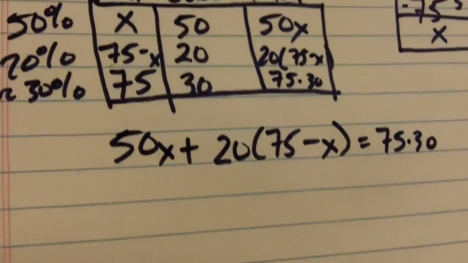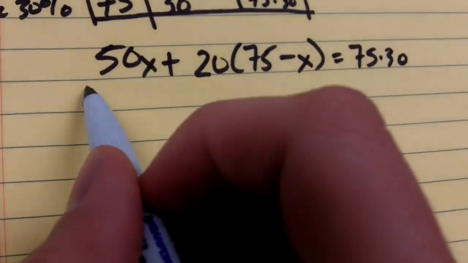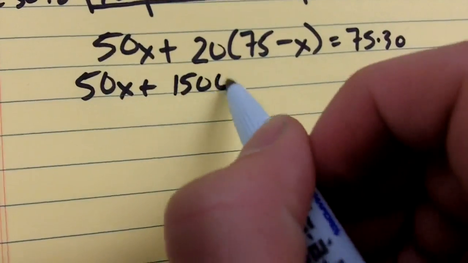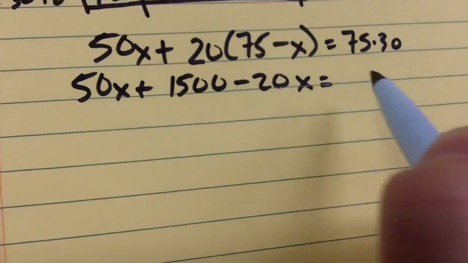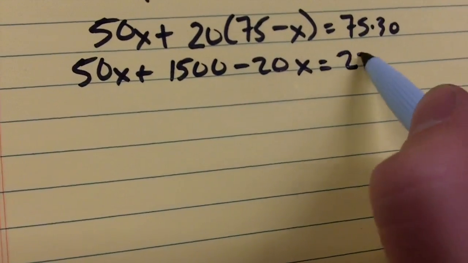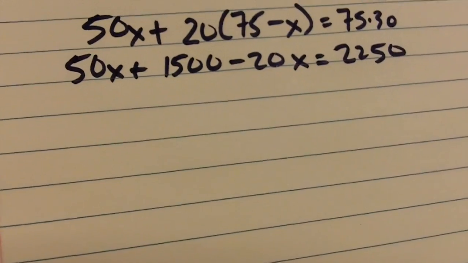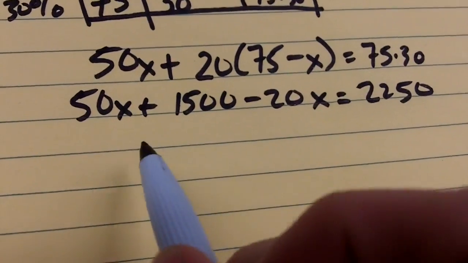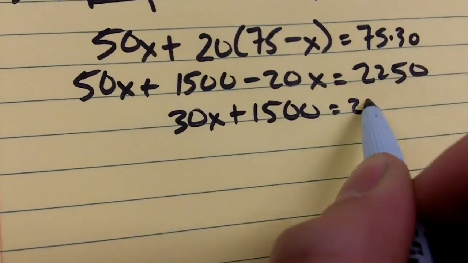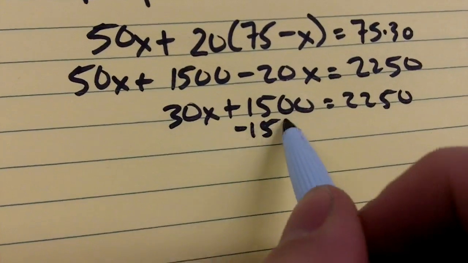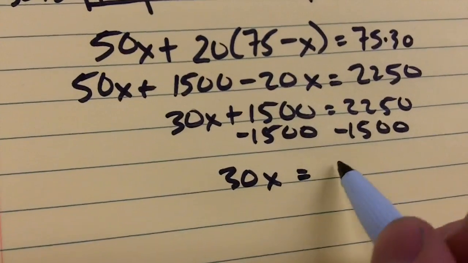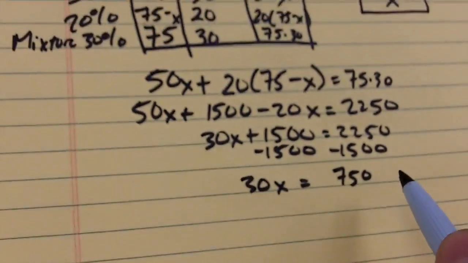Okay, now it's just easy math. It's algebra. This is what we do. This is how I know how to do it. 50x plus 20 times 75 is 1500 minus 20x equals 75 times 30. That's a little bit harder to do in the head. 2250. Alright, now we're going to combine like terms. 50x minus 20x is 30x plus 1500 equals 2250. Subtract 1500 from both sides. 30x equals 750.